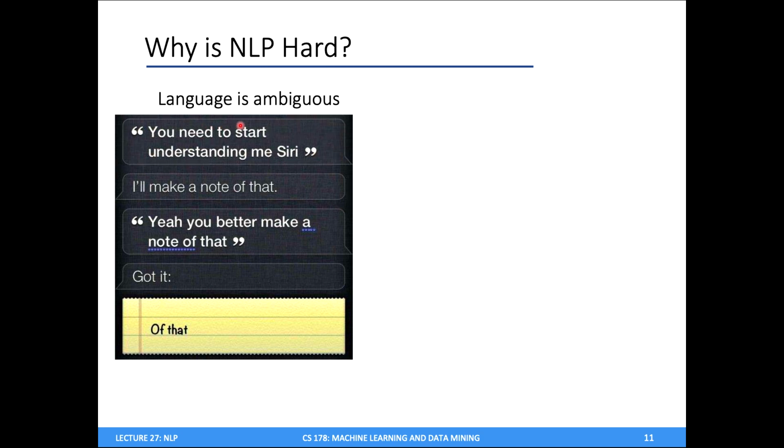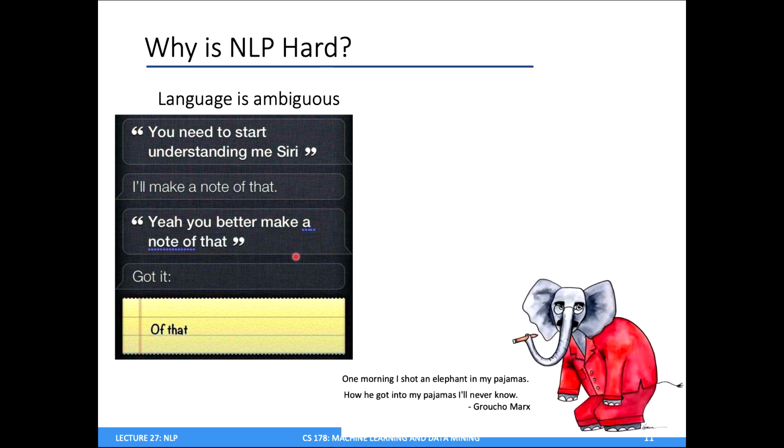But someone went to Siri on their iPhone and said, "You need to start understanding me, Siri." Siri says, "I'll make a note of that." They're a little bit sarcastic and say, "Yeah, you better make a note of that." And Siri makes a note saying, "of that." So Siri did exactly what this person told it to do, right? It listened word for word to what the task was. But language is very ambiguous, and so discerning exactly what a user wants from that natural language input is very difficult.